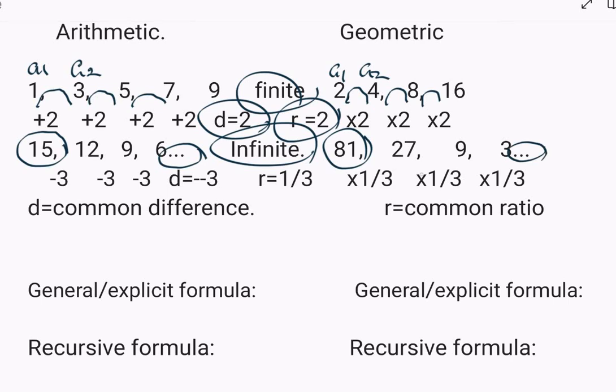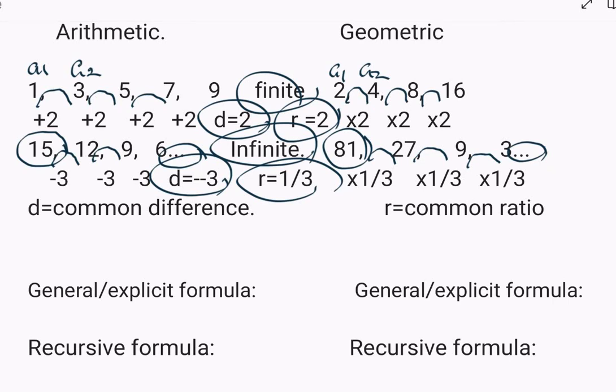The pattern in the geometric one is 81 times 1 over 3, or divide by 3, is 27, 27 divided by 3 is 9, 9 divided by 3 is 3, and so on. The common ratio on the geometric side is 1 over 3. On the arithmetic side, we have a subtraction, 15 minus 3 is 12, 12 minus 3 is 9, and so on. So d, or common difference, is minus 3.